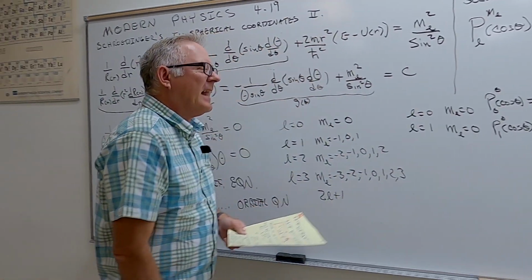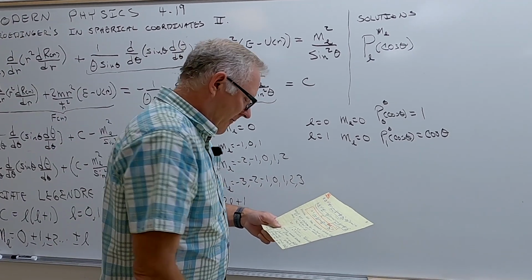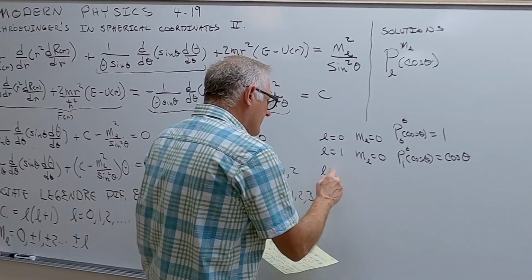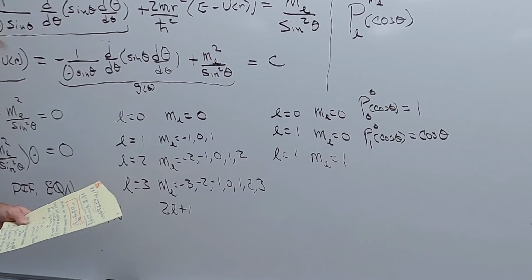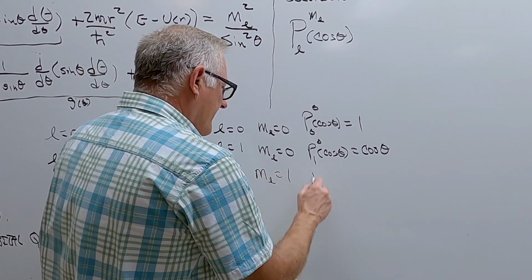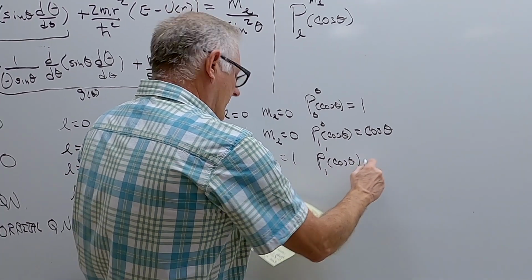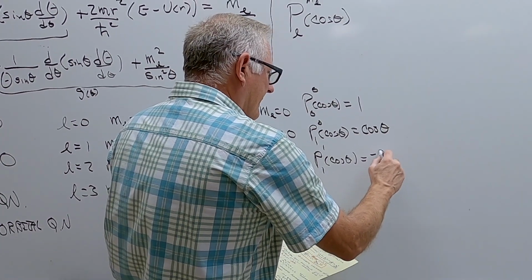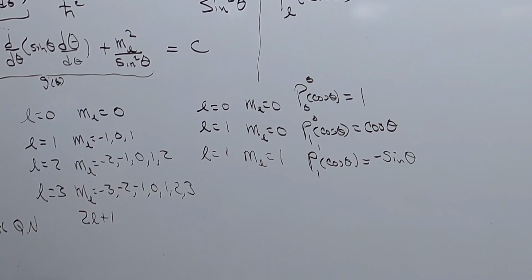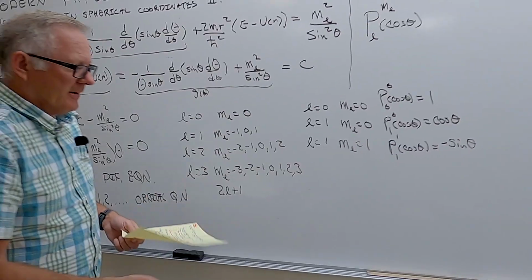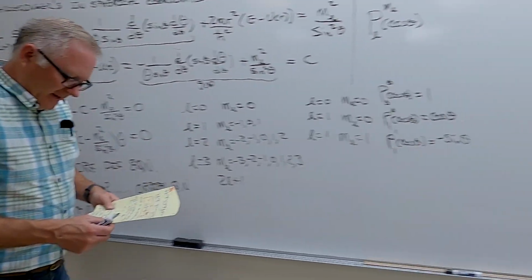So it was probably an x before you switched all your x's to cosine thetas. If L is equal to 1 and m sub l equals 1, then this is P 1,1 of cosine theta, and that's equal to minus sine theta. So this must have been something like a square root of 1 minus x squared, to give you a sine. Then they'll be getting larger and larger.